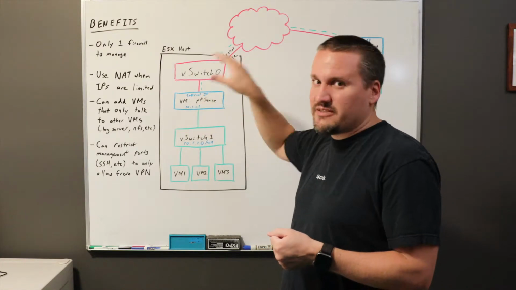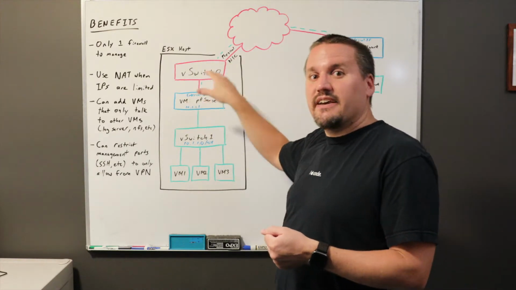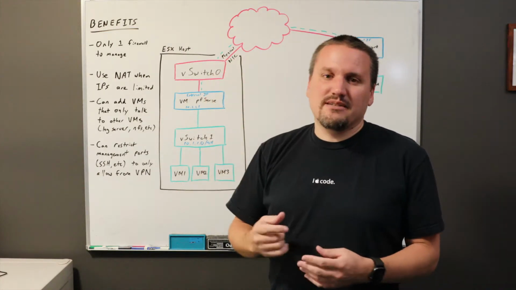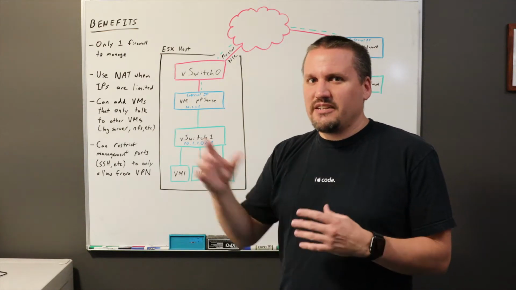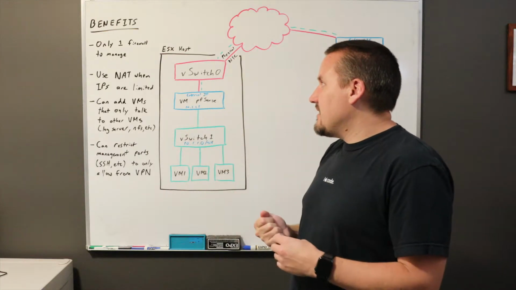But in pfSense, it will allow you to add those addresses as virtual IPs, and you can assign those IPs to a virtual machine behind the firewall. And so it's really convenient. It works the same way as it did before, but there's just that extra layer.